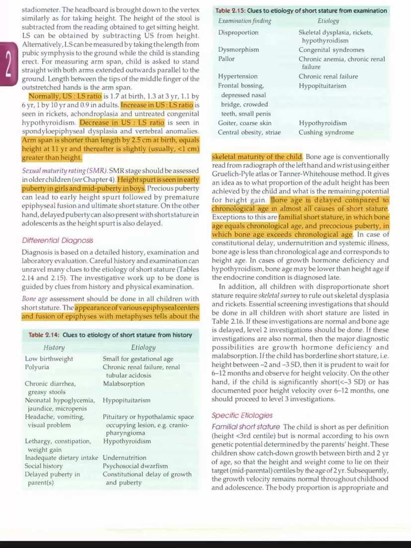Okay, on another page. If these investigations are normal and bone age is delayed, level 2 investigations should be done. If these are normal, then the major diagnostic possibilities are growth hormone deficiency and malabsorption. If the child has borderline short stature, that is height between -2 and -3 standard deviations, then it is prudent to wait for 6 to 12 months and observe height velocity. On the other hand, if the child is significantly short, less than -3 standard deviations, or has documented poor height velocity over 6 to 12 months, one should proceed to level 3 investigations.